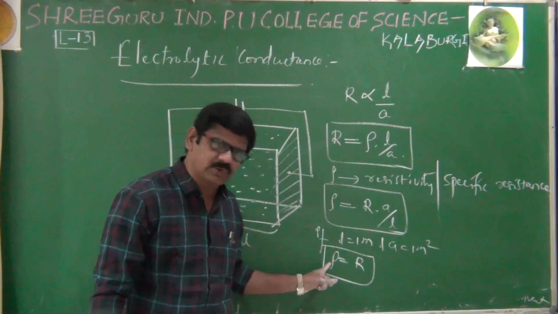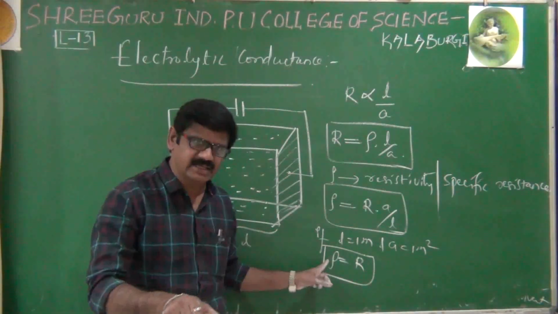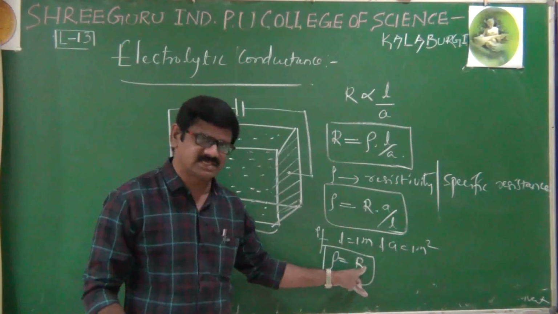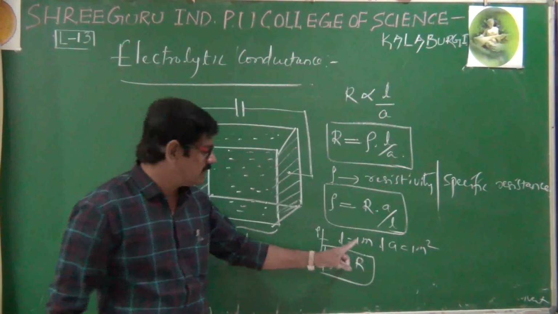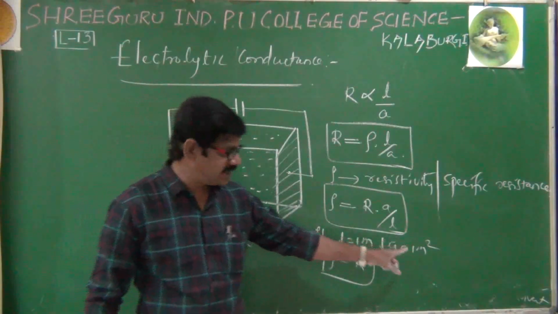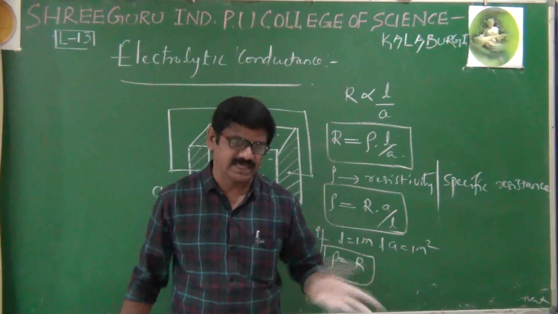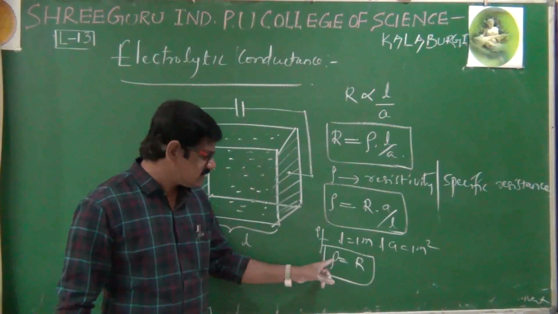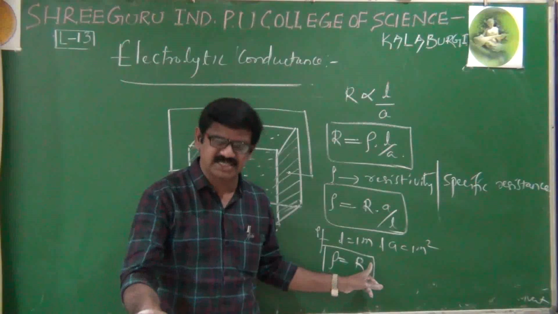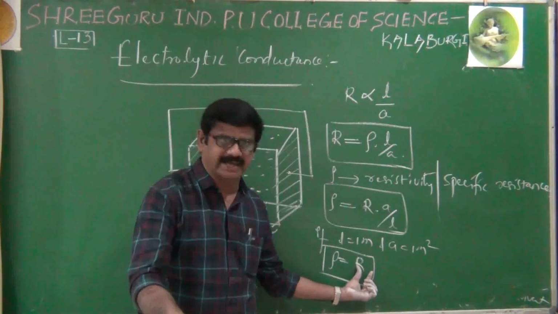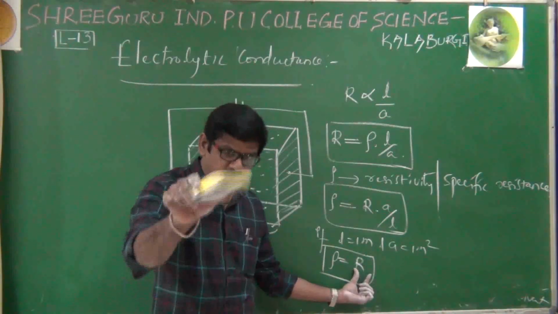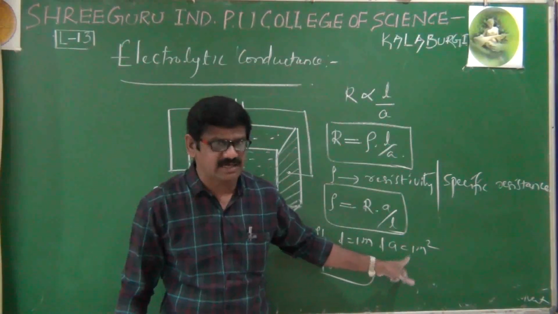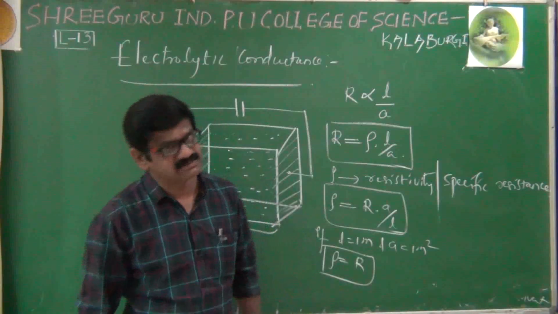Now how to define rho? Rho is nothing but resistivity. Resistivity is also resistance only, but when length is 1 meter and area of cross section is 1 meter square. That's how to define resistivity: the resistance of a substance whose length is 1 meter and area of cross section is 1 meter square.